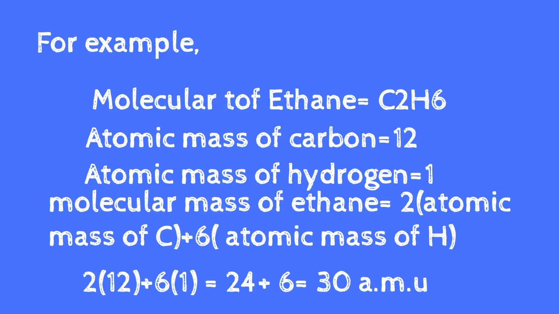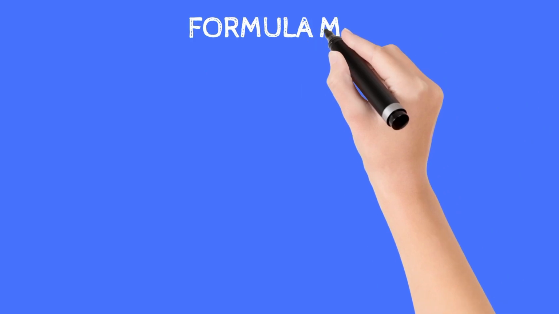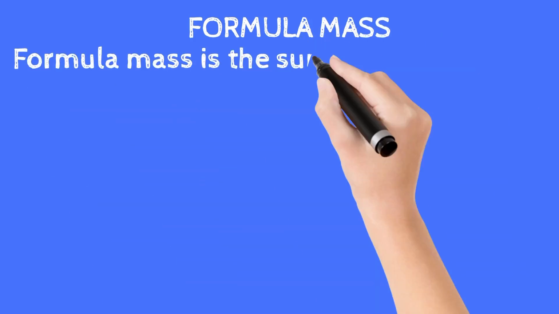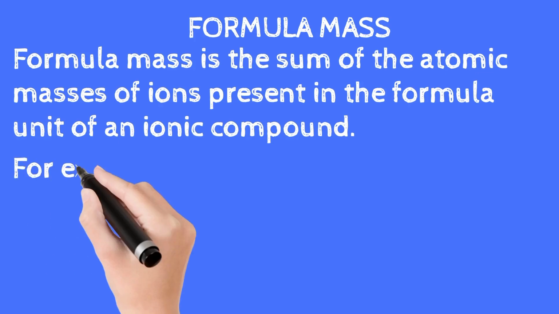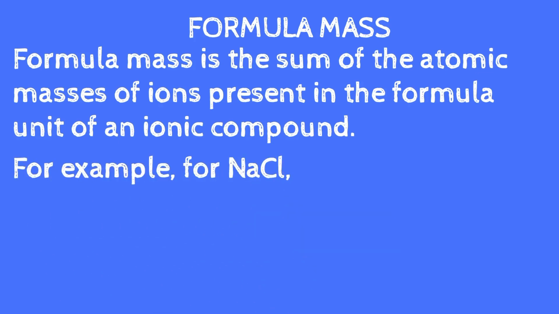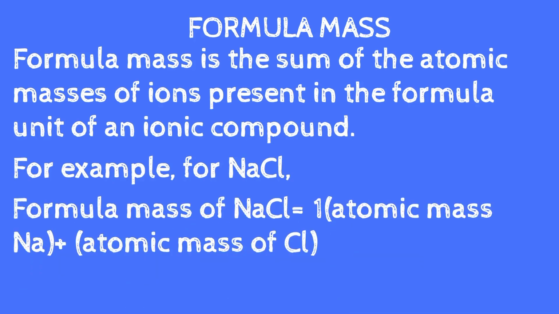Formula mass. Formula mass is the sum of the atomic masses of ions present in the formula unit of an ionic compound. It is calculated in the same manner as we did for molecular mass. For example, the formula mass of NaCl is equal to 1 times the atomic mass of sodium plus the atomic mass of Cl. If we calculate through this formula, we will have the formula mass of a compound.